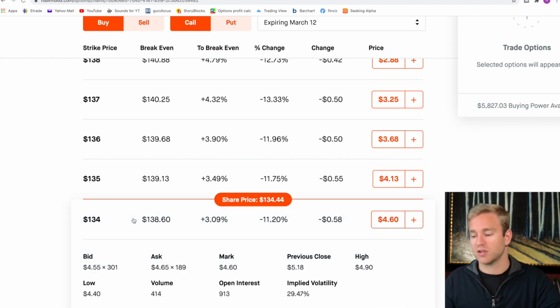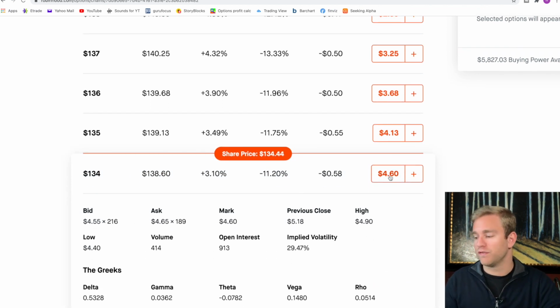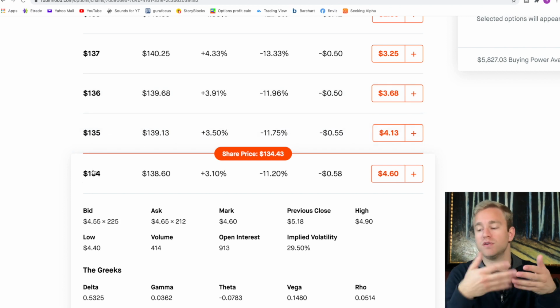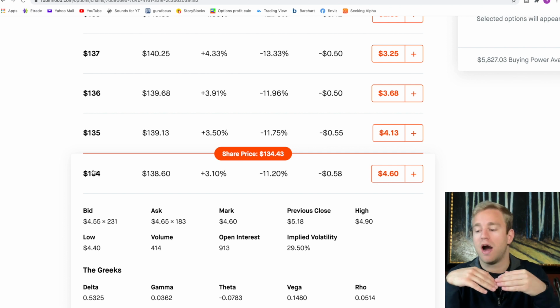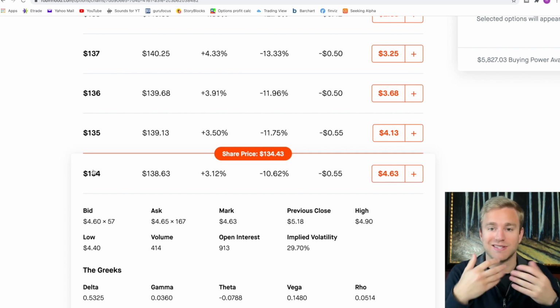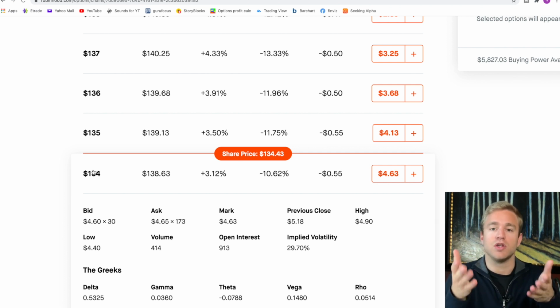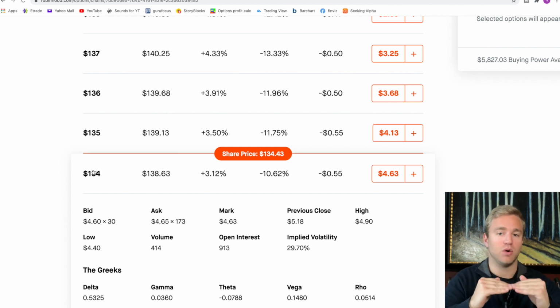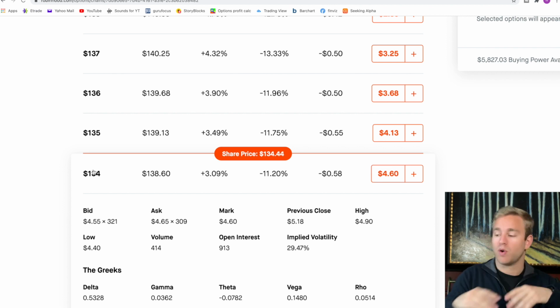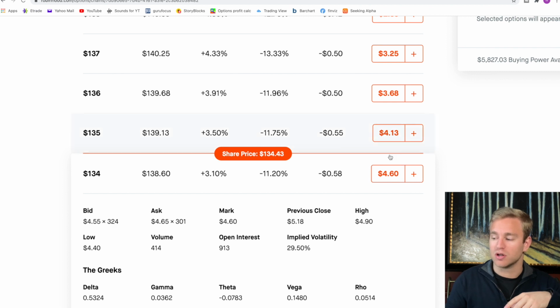Okay, awesome. So let's say that we buy this contract here for $460 with a strike price of $134. So let's say that a few days later, Apple goes up to $140 per share, a $6 increase. So you have the right to buy it at that lower strike price. So the price of your contract is also going to go up.